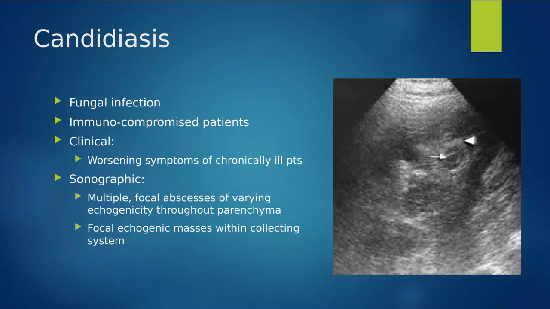On ultrasound, we're going to see multiple focal abscesses of varying echogenicity throughout the renal tissue, and we could see some focal echogenic masses within the collecting system itself. So here we just have this focal guy hanging out in that kidney.